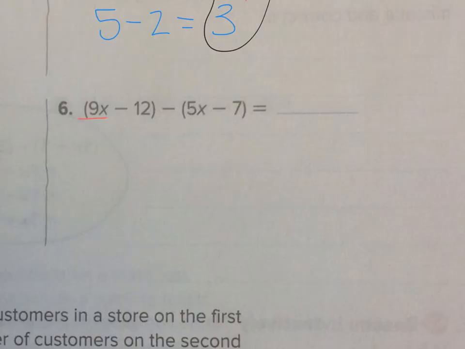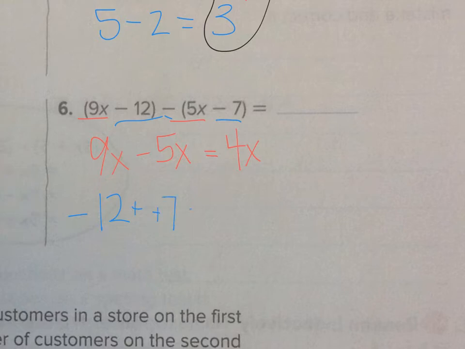For this problem, I'll be combining 9x and subtracting 5x. So 9x minus 5x is 4x. And then when I have a subtracted 12, that's a negative 12, subtracting a negative 7, these become positives. So negative 12 plus 7 is negative 5. So when I combine these two, I get 4x minus 5.